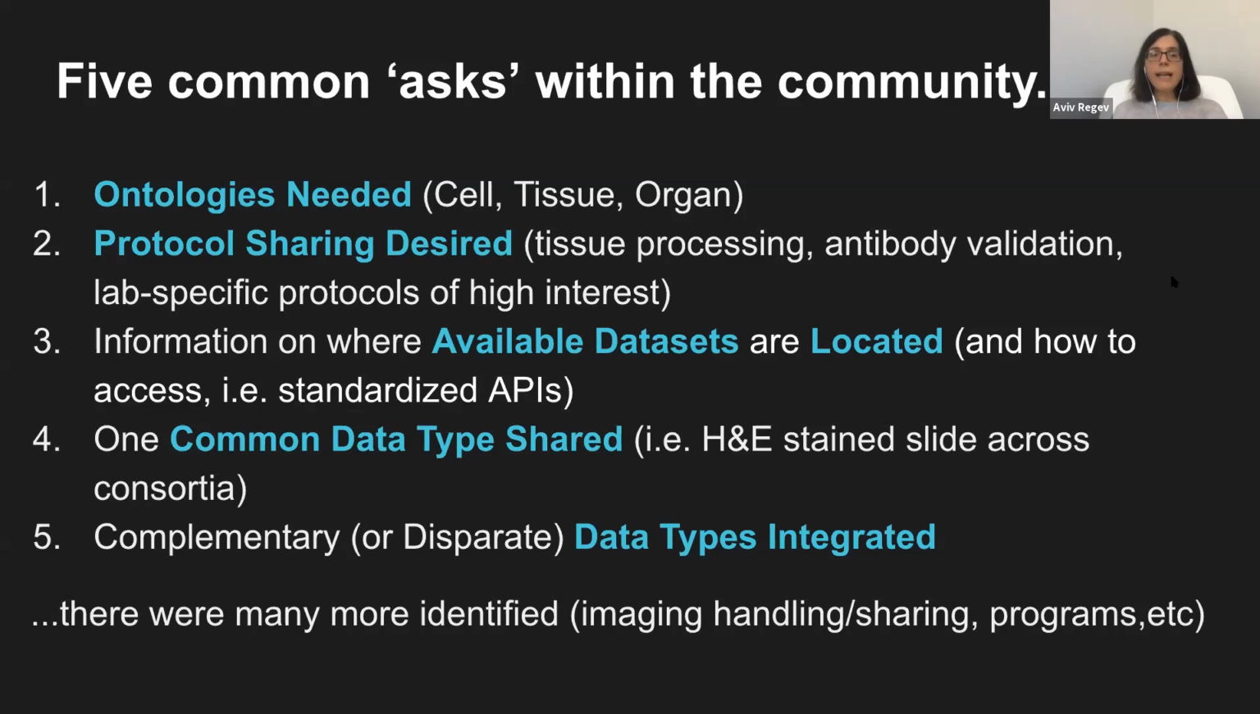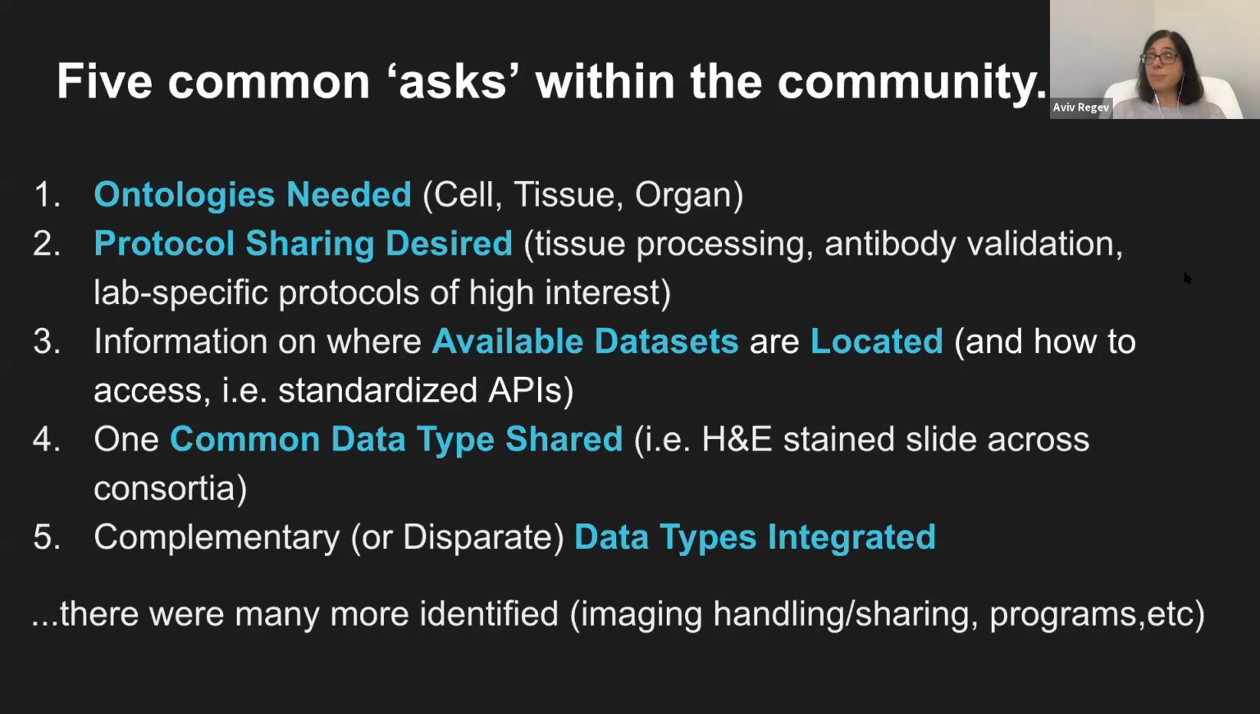So we wanted to highlight a few things that really came through, and many of them we've just seen in the Soapbox presentations. There were a few common asks that we heard again and again through the different breakouts. Everyone needs an ontology. We need ontologies for cells and for tissues and for organs. They give us a joint vocabulary with which to talk to each other and also to harmonize our data sets. Everyone wants to share protocols, and this includes protocols for tissue processing, for antibody validation, and lab-specific protocols that could be of high interest. One lab can be highly specialized in protocols, and others would need to learn from them.